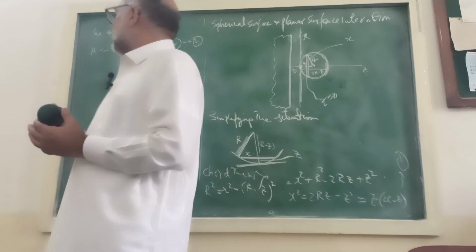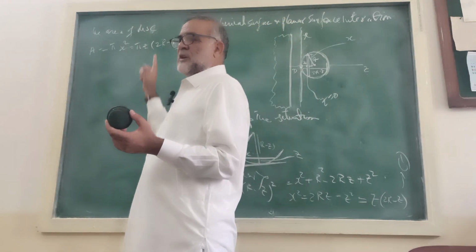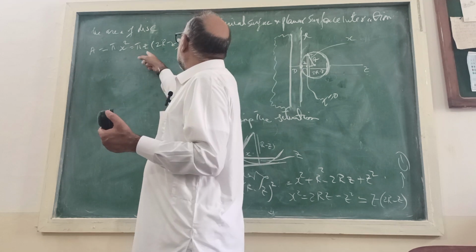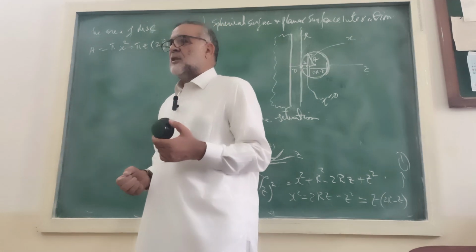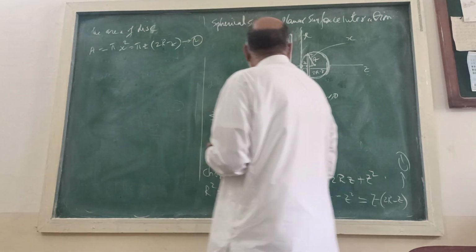And that area is also equal to pi z (2r minus z), where z is this one.